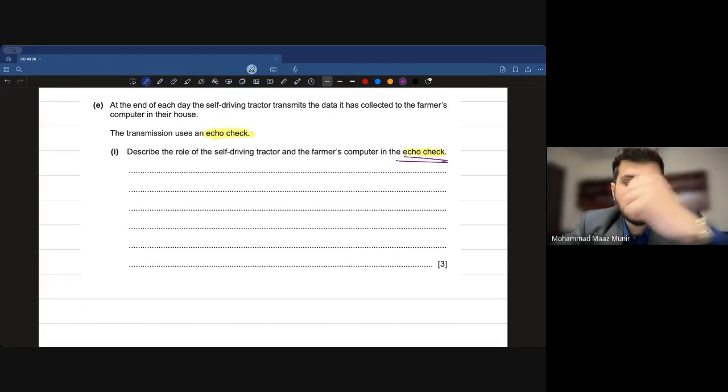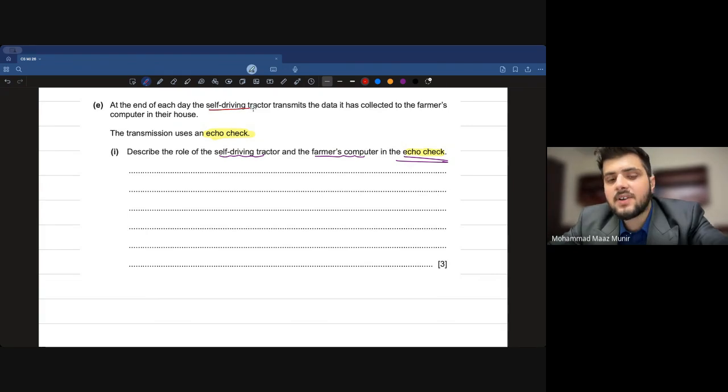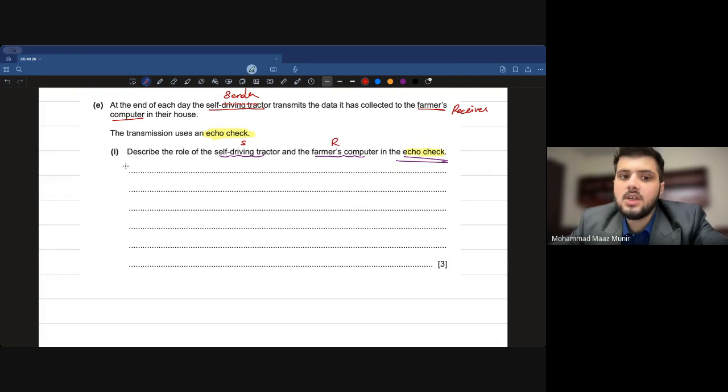So now this question says that you need to describe the role of the self-driving tractor and the farmer's computer. Based upon the scenario, we can observe that the self-driving tractor is sending the data to the farmer's computer, which means the tractor is the sender, and the farmer's computer is the receiver. So now they're asking us in 3 marks what's going to happen, which results in an echo check.